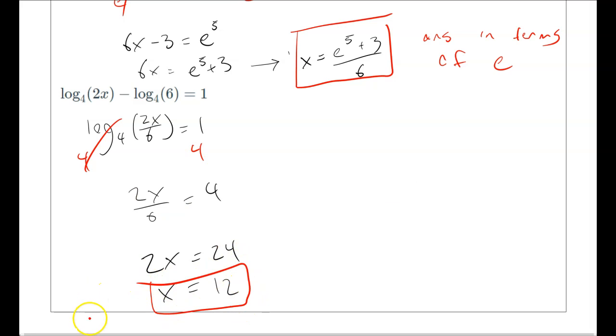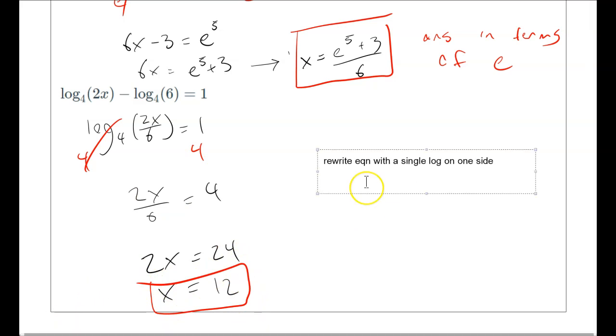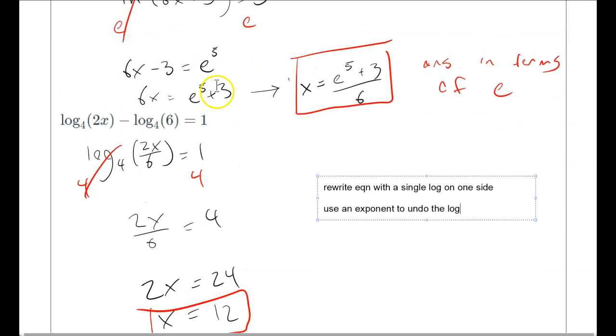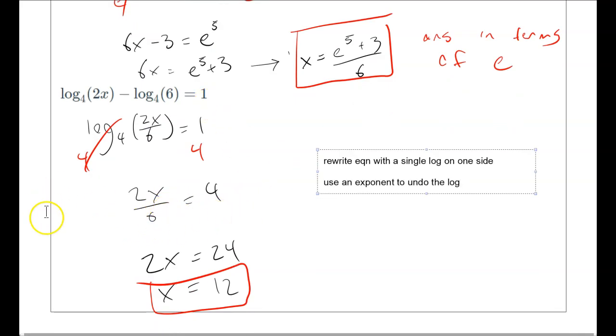Okay, so notice like the move here is to use our various moves, so inverse operations, combining like terms, the properties of our logarithms, whatever, right, to rewrite the whole equation with a single log on a side, right? That's what we did here. And then we use an exponent to undo the log. And that's what we did here, raising both sides to a power of 4, or raising both sides to a power of e. And that allows us to isolate that variable on the inside.